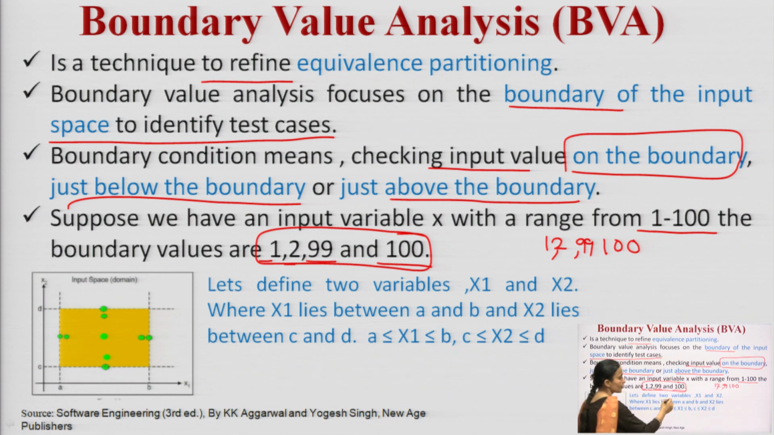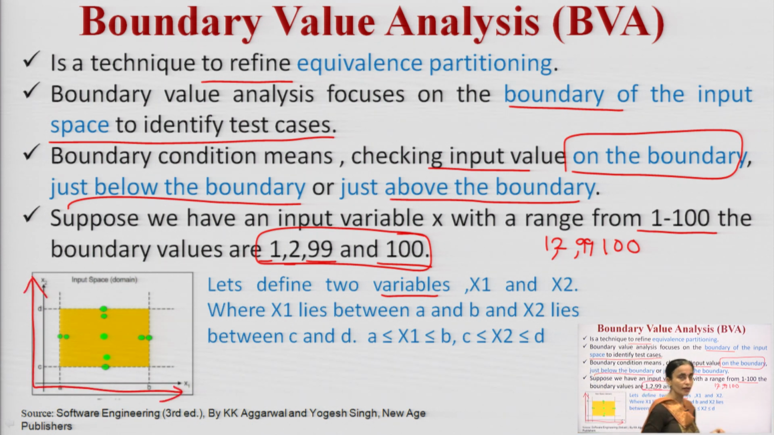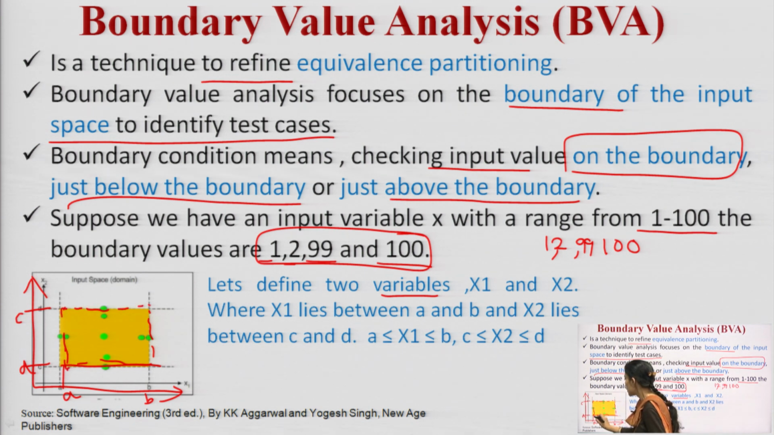Let us define two variables, x1 and x2. This is my x1 variable and this is my x2 variable. The x1 variable range is given as a and b, so x1 ranges from a to b. Similarly, the range for x2 is given as c and d. I have defined these as the possible ranges.